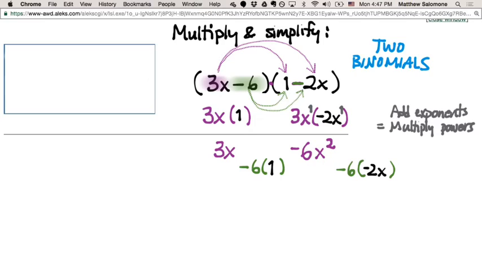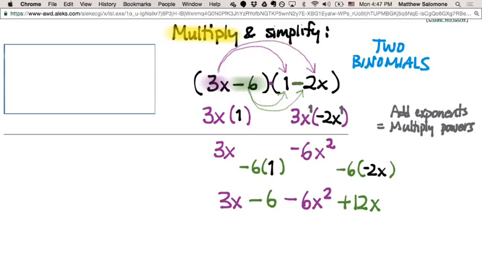And I'll simplify each of those. What's negative 6 times 1? Negative 6. What's negative 6 times negative 2x? Positive 12, exactly. The negative times the negative gives me the positive. So I get a positive 12x out of that. Now I'll carry down my 3x, and I'll carry down my minus 6x squared. And now I've done everything I need to do for the multiply phase of this problem. So my multiply step is done. So what do I have left to do? Yeah, simplify by combining like terms.